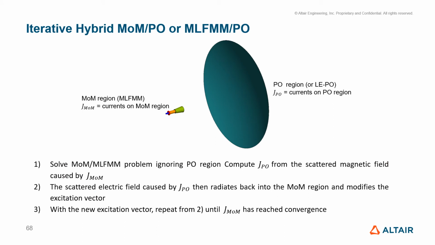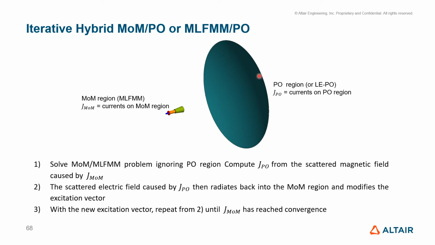Another way to hybridize method of moments and physical optics, or MLFMM and physical optics, is to use the iterative method. That is, let's say you take this problem where you have a reflector surface where you can apply physical optics or large element physical optics, and of course you have the feed horn where you could apply method of moments or MLFMM depending on how large this feed structure is. And then what we do is that we compute the currents on the feed first using method of moments or MLFMM as applicable, and use those currents to radiate into the physical optics region. That is, we consider these currents to be the sources for the physical optics.